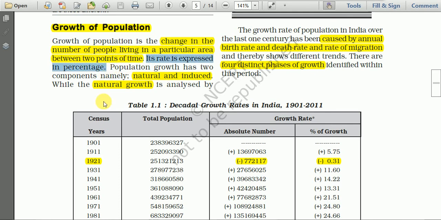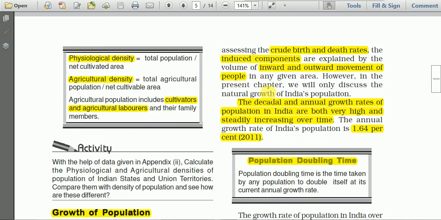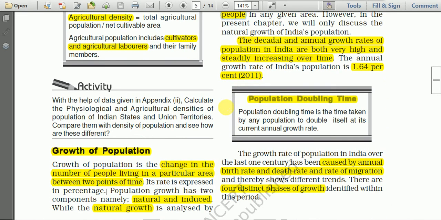In case of India, population growth has two components, namely natural and induced. While the natural growth is analyzed by assessing the birth and the death rates, the induced components are explained by the volume of inward and outward movement of people in any given area. So we have two components, natural and induced.